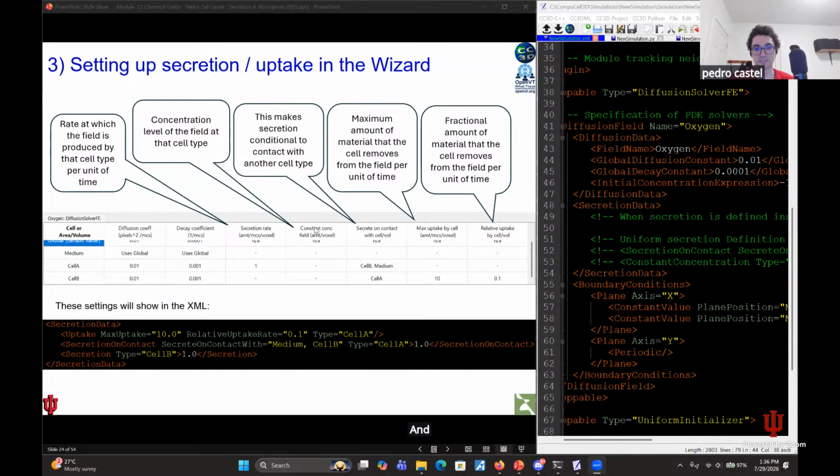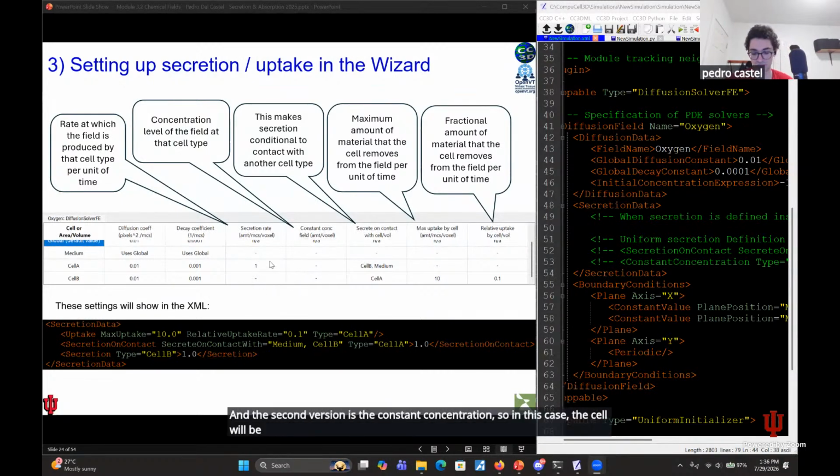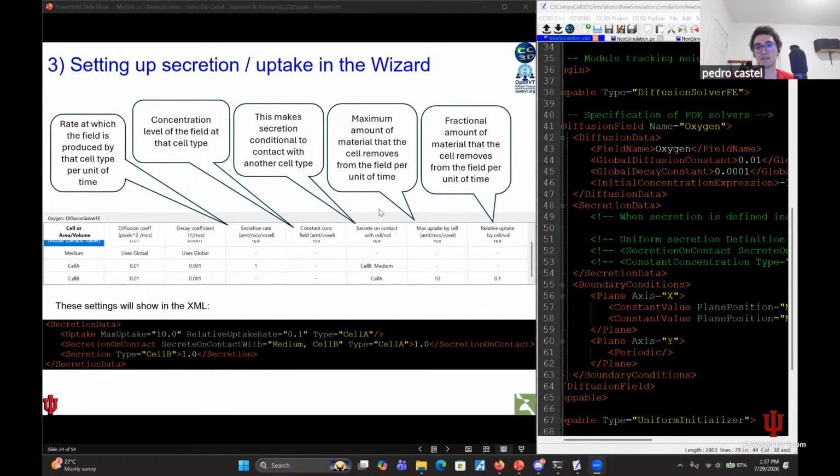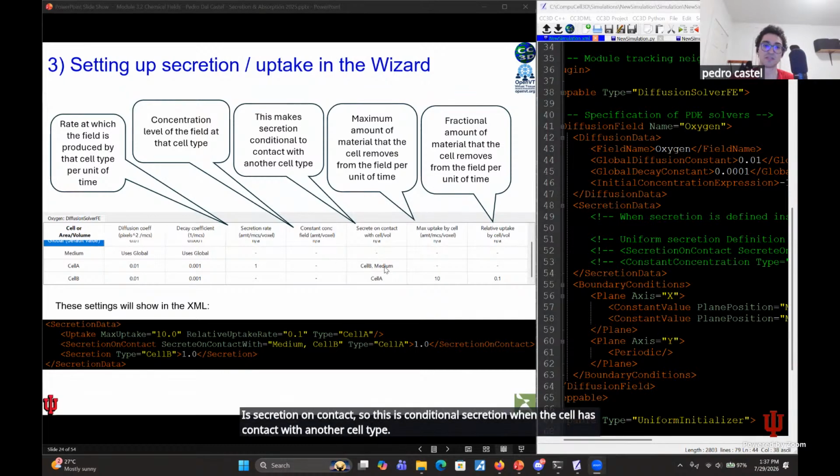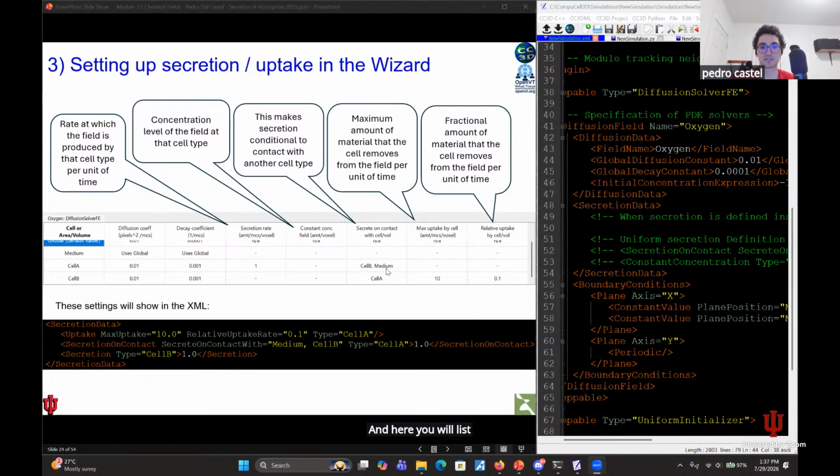And the second version is the constant concentration. So in this case, the cell will be holding the field concentration at a certain level. The next column is secretion on contact. So this is conditional secretion when the cell has contact with another cell type. And here you will list the cell types that you allow contact. For example, medium, comma, space, cell B, comma, space, cell C, etc.